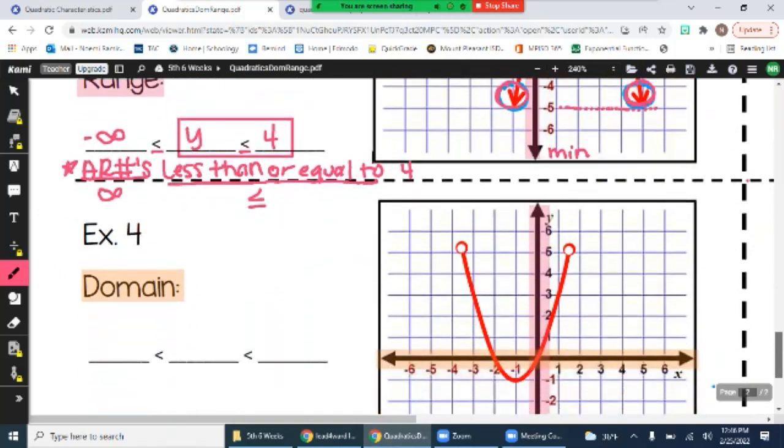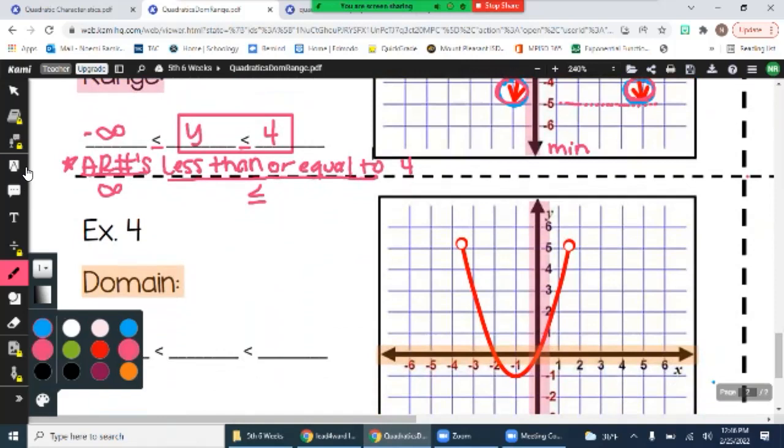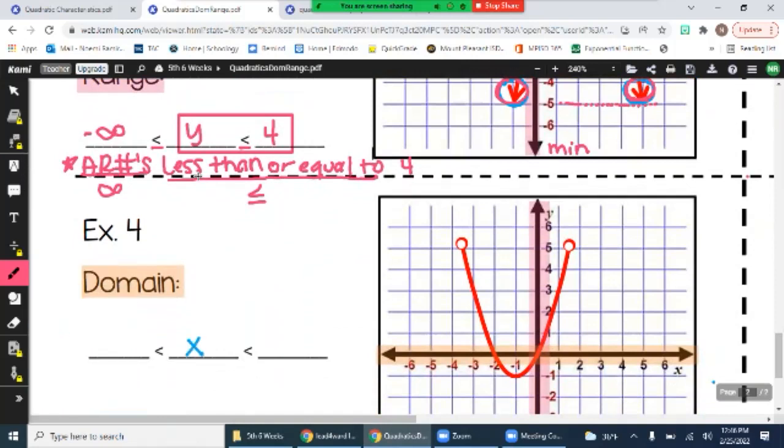Ready? Domain. What do you put in the middle? X. Minimum on the left, maximum on the right. We start with the minimum. So if I go to the left side, Joshua, what does this line up with? -3.5. It lines up right down the middle. So we're just going to say -3.5. Do I have to underline it? Yes or no? No, it's an open circle. It's not filled in, so we don't underline.